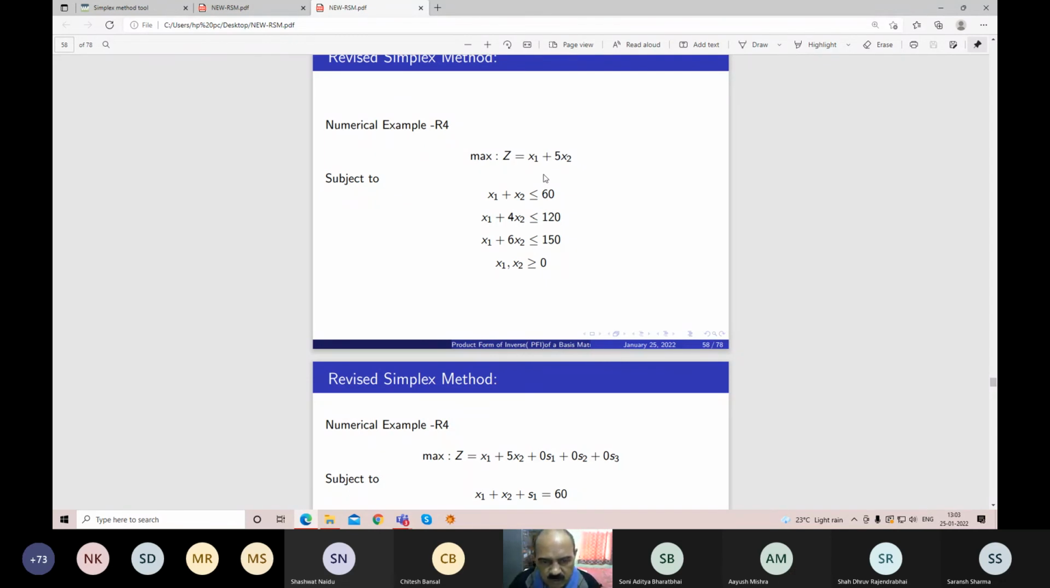X1 equal to 42, X2 equal to 18, and Z equal to 132. That is the maximum value. And this problem has only one optimal solution.